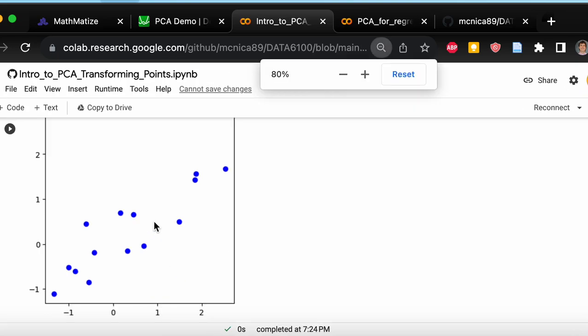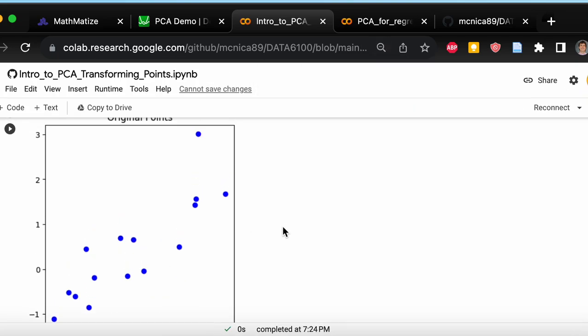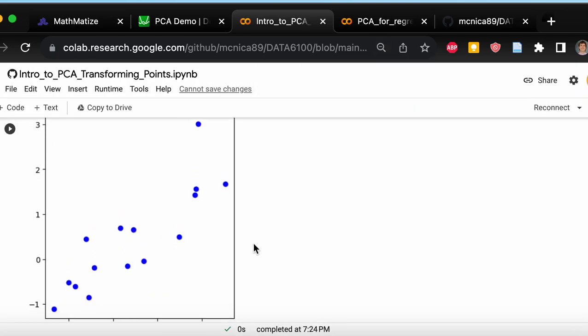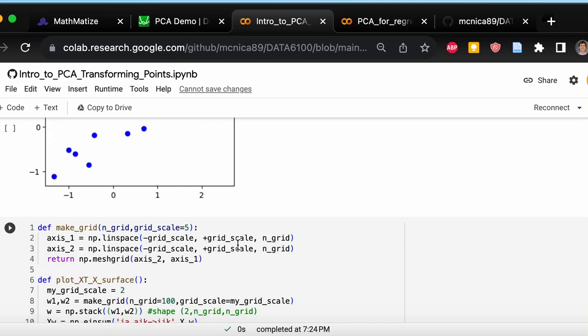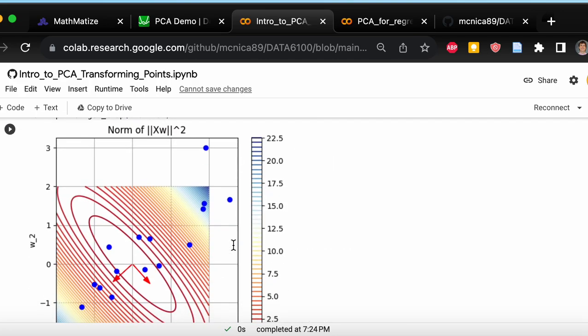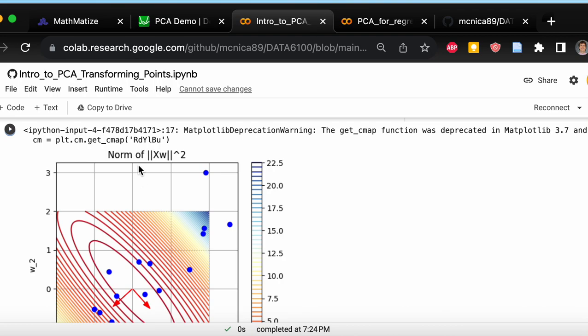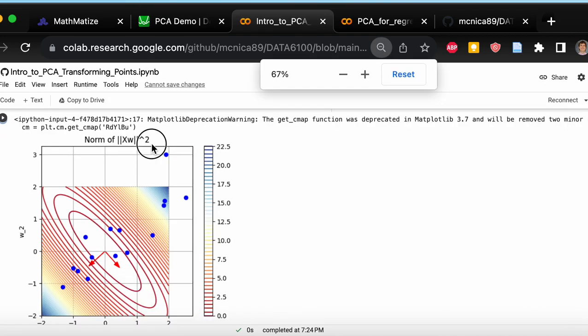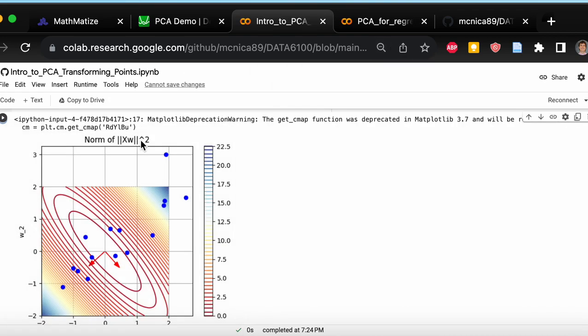So here is the data. It should look very similar to the data in Desmos. Those are the blue dots. And then we calculate a function which is the norm of xw squared, as a function of where you are. So if you pick the vector w, which is over here, you get a certain norm of xw squared. And that surface represents the values, and that's what we're trying to maximize.